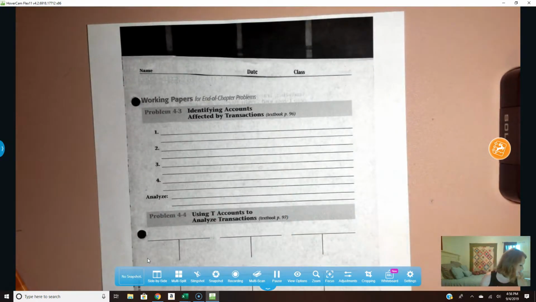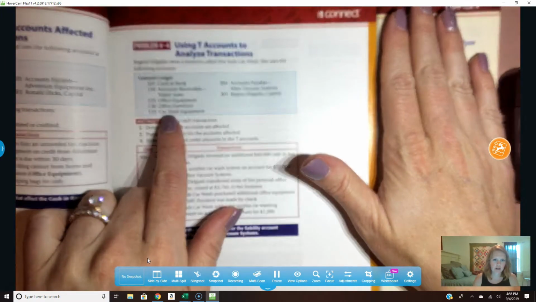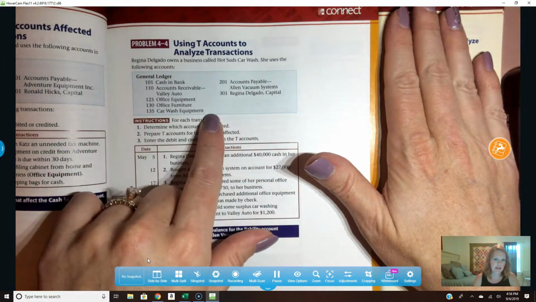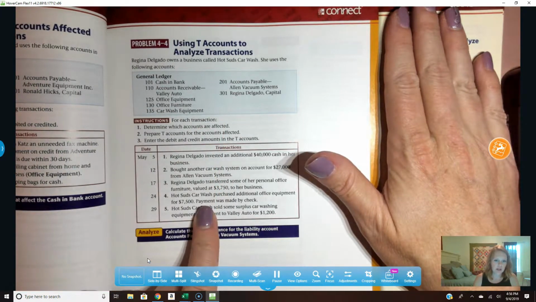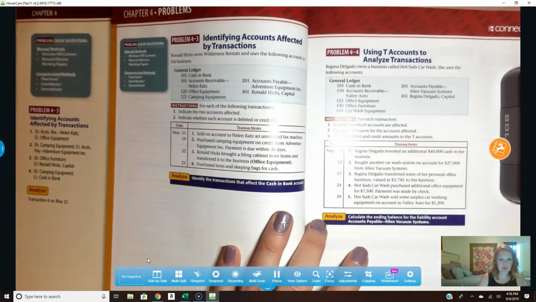Alrighty, we're going to look at problems 4-3 and 4-4 together all in the same video. 4-3 puts us on page 96 in our textbook, so let's go ahead and get that out. One thing that was new for this chapter was our chart of accounts, or our general ledger. That general ledger just lists our accounts out for us, and here in our book it has our accounts numbered and listed out. So here's our 4-4 chart of accounts, and then this will be our 4-3.